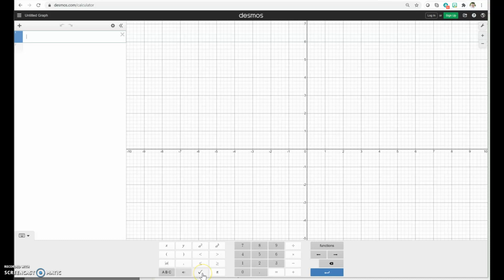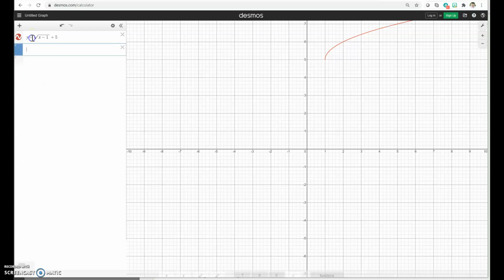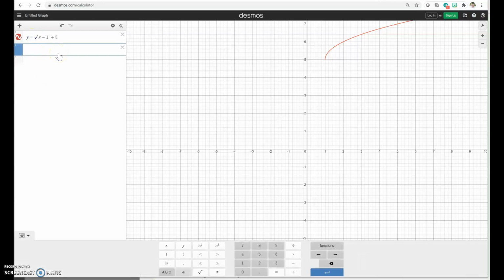So if you want to do the square root, you do the square root, and actually you need to type in y equals the square root of x minus 1, move outside of the radical, plus 5. There's the graph of y equals the square root of x minus 1 plus 5, which isn't exactly what we had in our notes, but whatever. What I don't see here is the cube root, but I think there's a way, and you can always Google how to graph cube root with Desmos, and it would probably tell you.